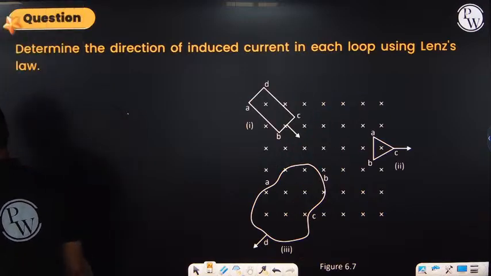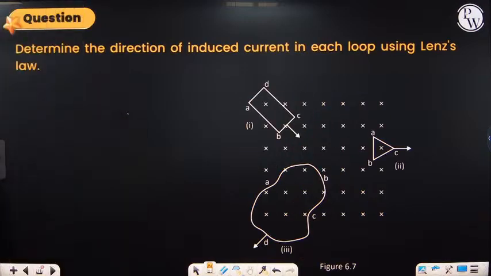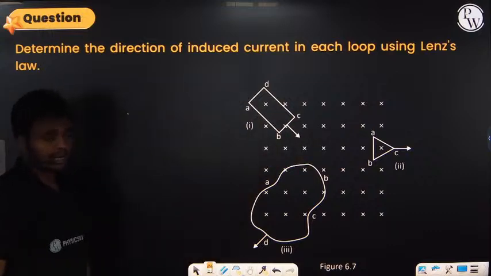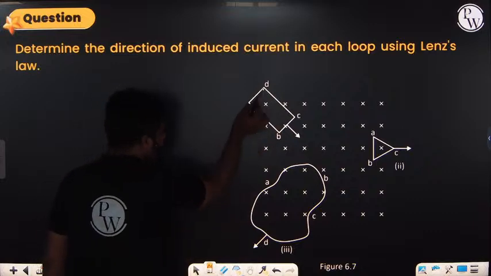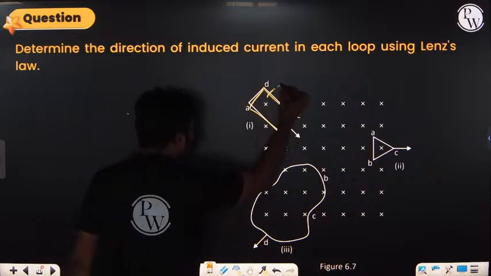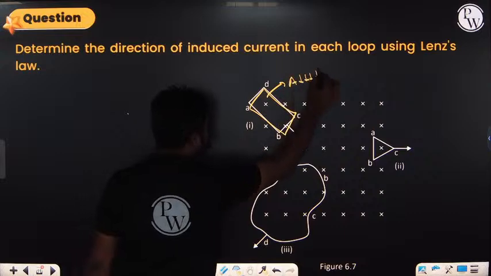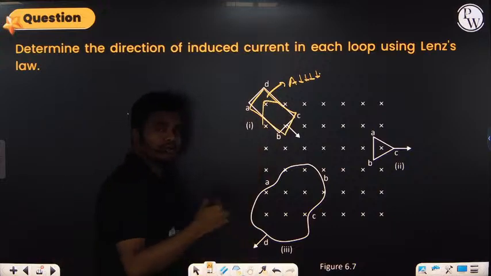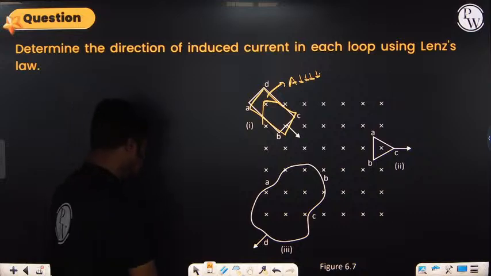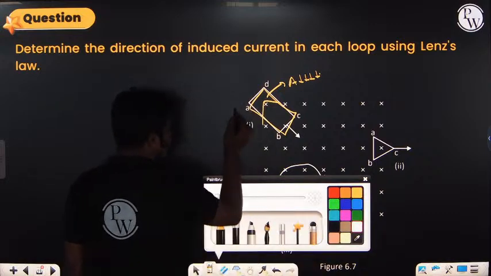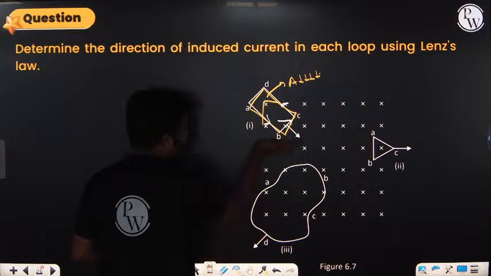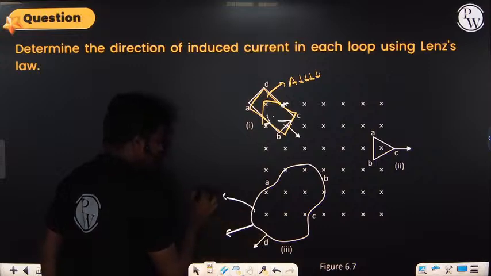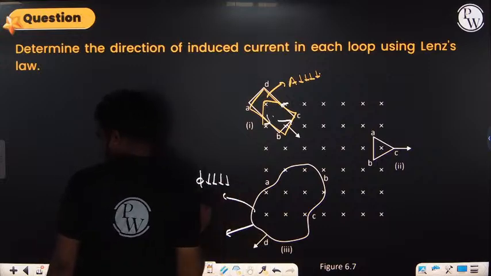So let's say in this particular case, whether the current is increasing or decreasing. Here the coil is entering the magnetic field. As the coil is entering the magnetic field, will its area increase or decrease? Area increases. The area which is falling under the magnetic field increases. We have to decrease that. And how can we decrease that? By giving the magnetic field in the outward direction. And how can we give the magnetic field outward? By giving anti-clockwise current.